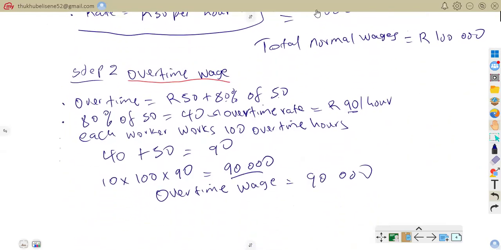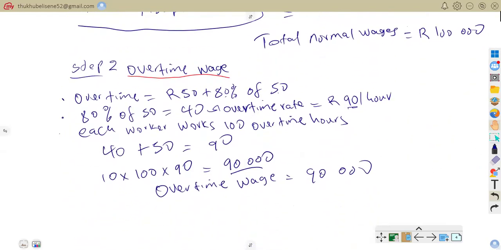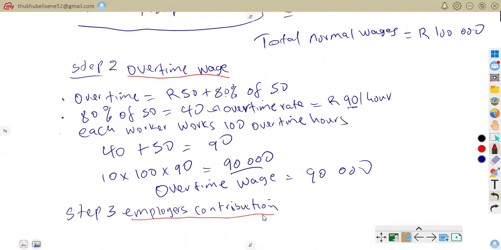So our step 3 is contribution. Step 3, like I've said, is about employer's contribution.